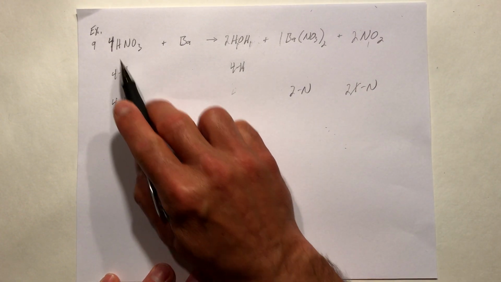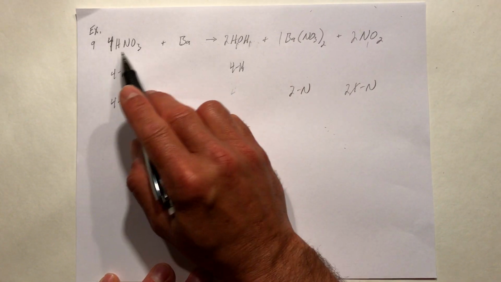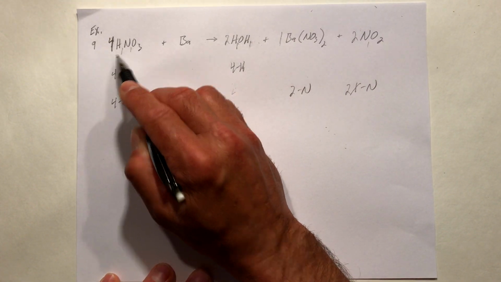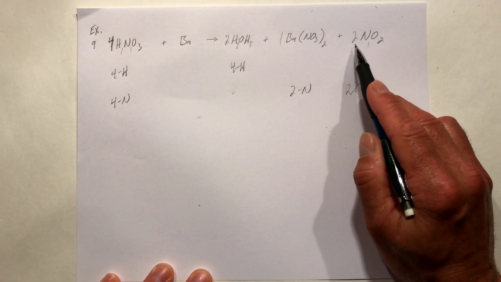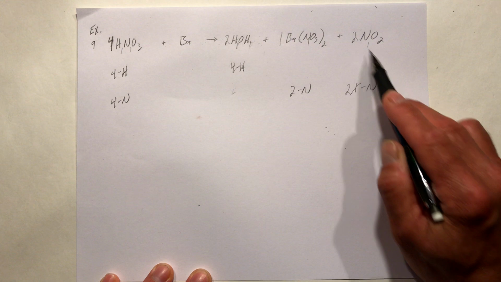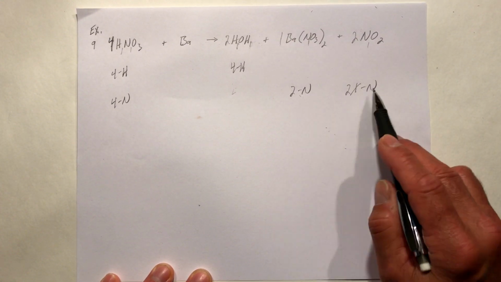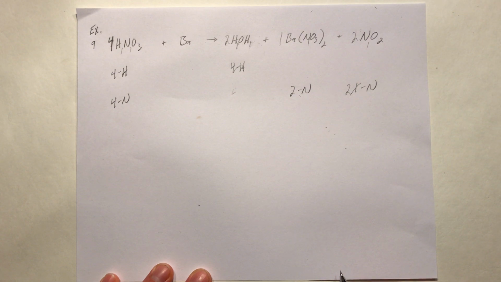All right, so we have 4 H's. 2 times 1 and 2 times 1, that's 4 H's. 4 times 1 is 4 N's. And 1 times 2 is 2. 2 times 1 is 2 N's. 2 times 1 is 2 N's. So 2 N's and 2 N's is 4 N's.